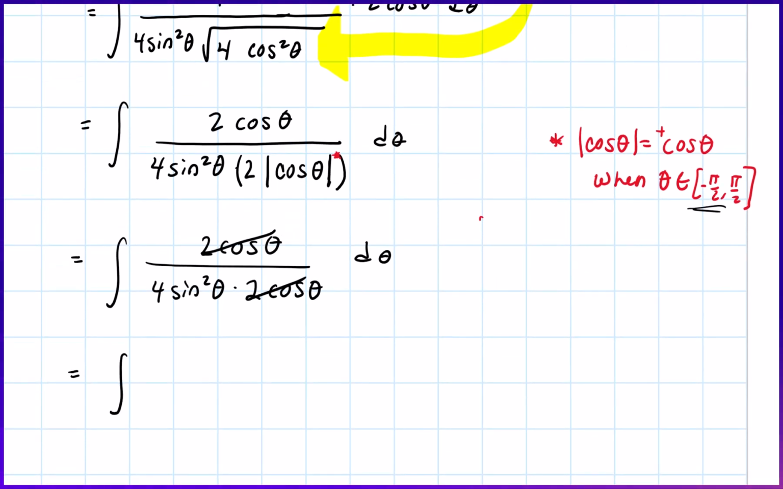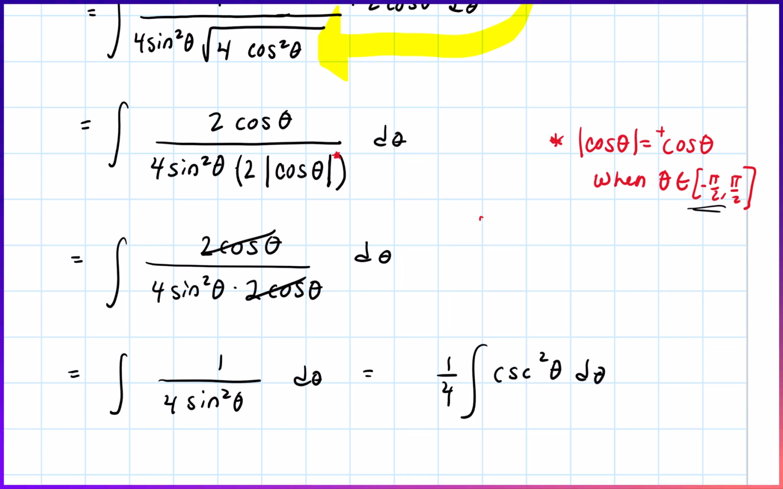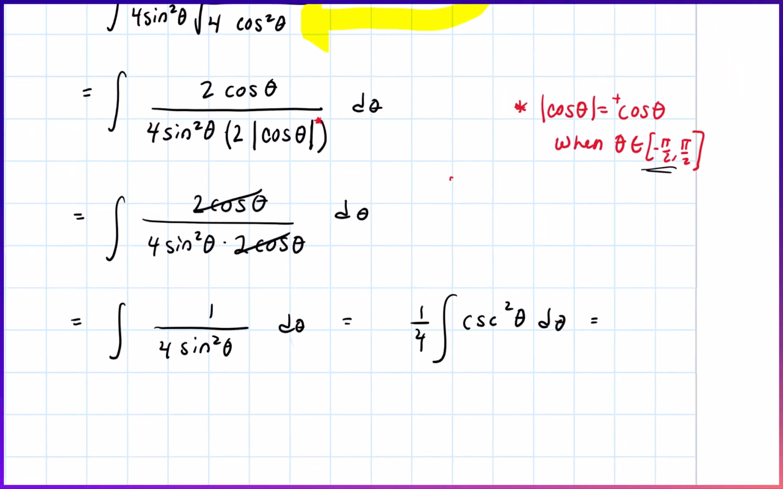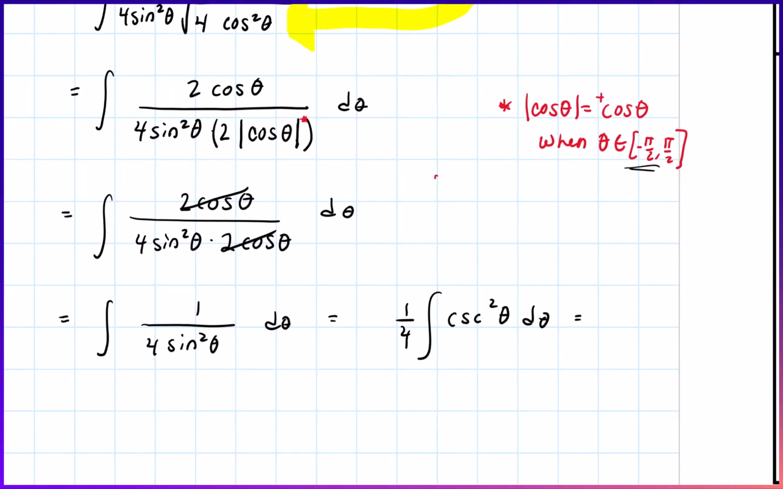It's become the integral of 1 over 4 sine squared of theta d theta, but that's just 1/4 the integral of the cosecant squared of theta d theta. The integral of the cosecant squared is negative cotangent, and so that's negative 1/4 cotangent of theta plus c. And so my integral has become negative 1/4 cotangent of theta plus c.